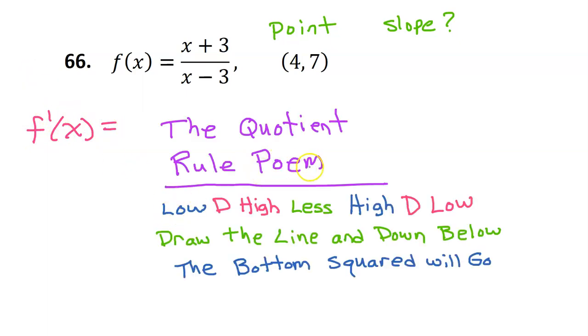So here's the quotient rule poem. Low D high, less high D low. Draw the line and down below, the bottom squared will go. Soak that in for a second.